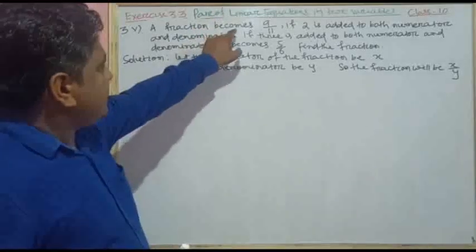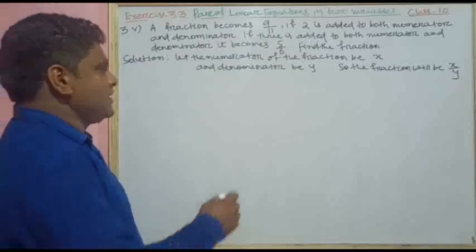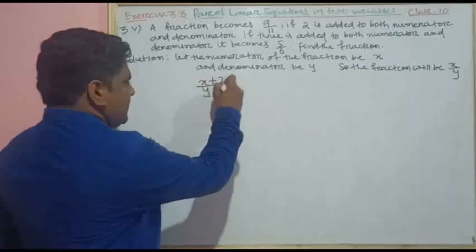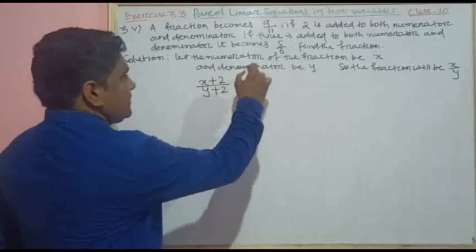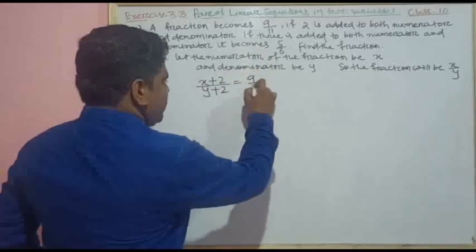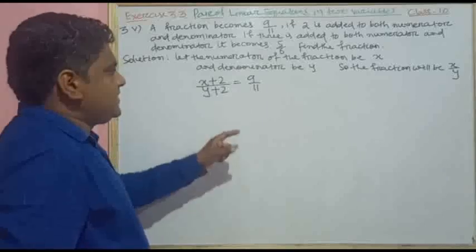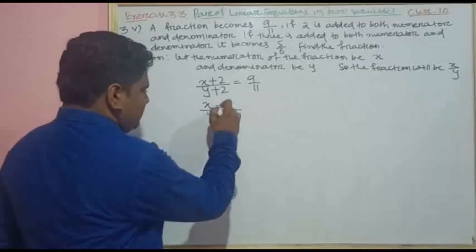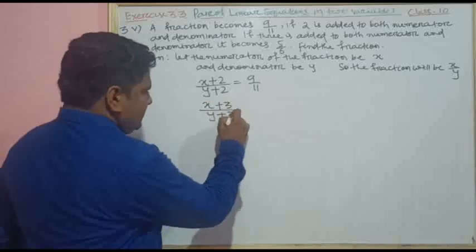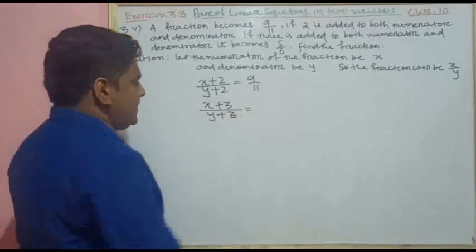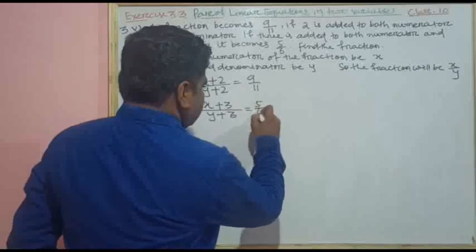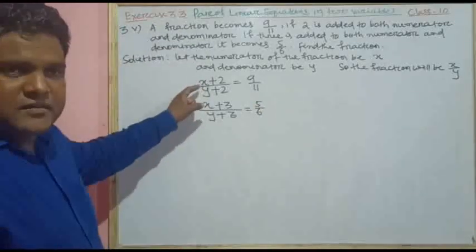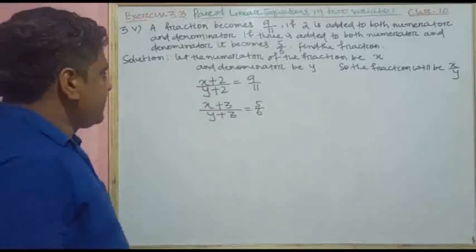It is given that if 2 is added to both numerator and denominator of x by y, it will become 9 by 11. And if 3 is added to both numerator and denominator of x by y, it will become 5 by 6. It is given in the question. We have to solve these two and find the value of x and y.